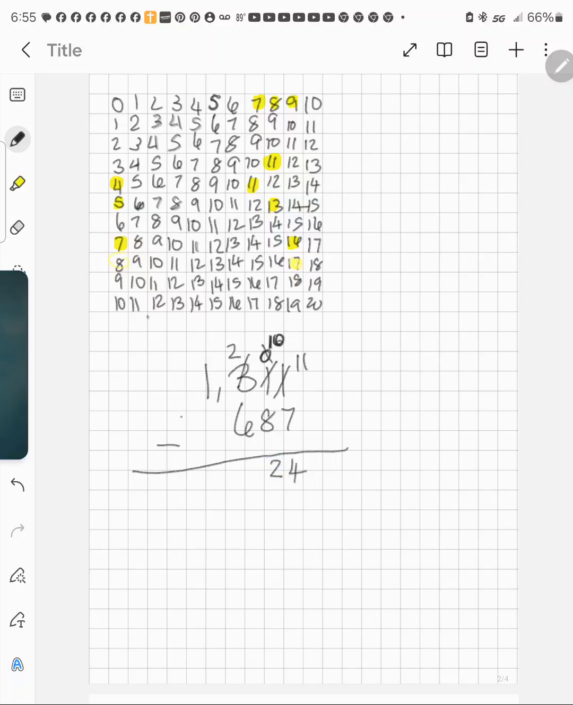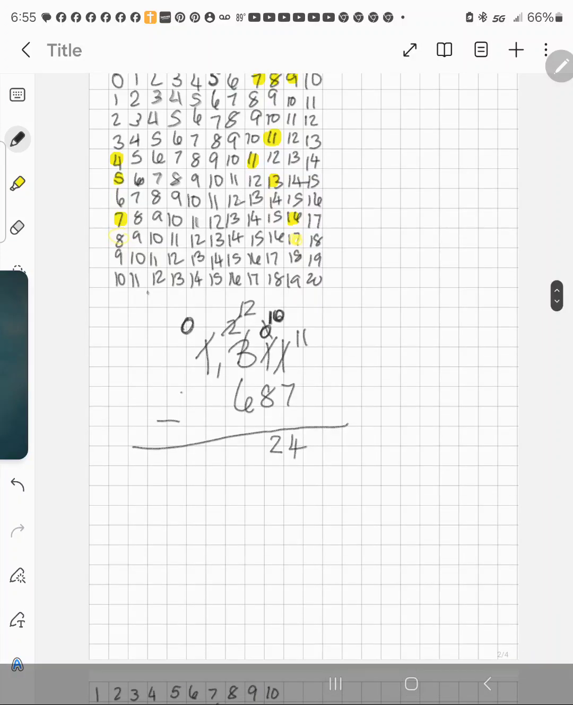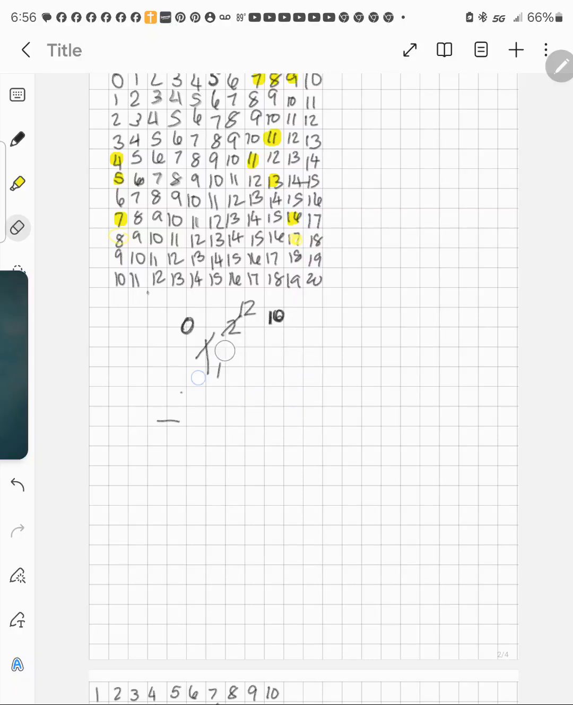And now I have to regroup again. So 2 minus 6, I can't do that. So I make that a 12 and make this a 0. And 12 minus 6, if you don't know, 6, find 12, and at the end you see 6. And there's nothing to bring down because that 1 turned into a 0. So the answer is 624.